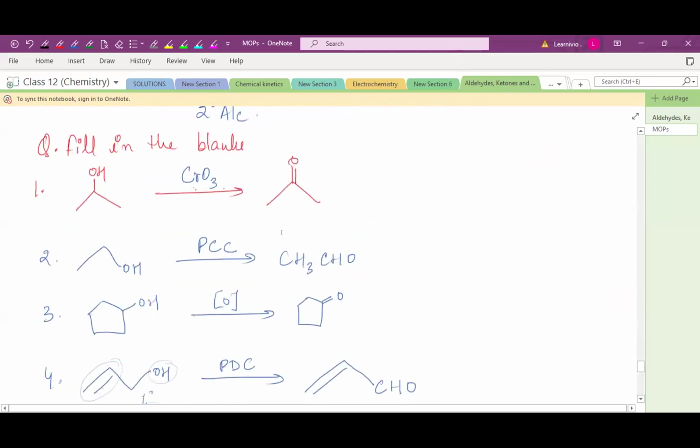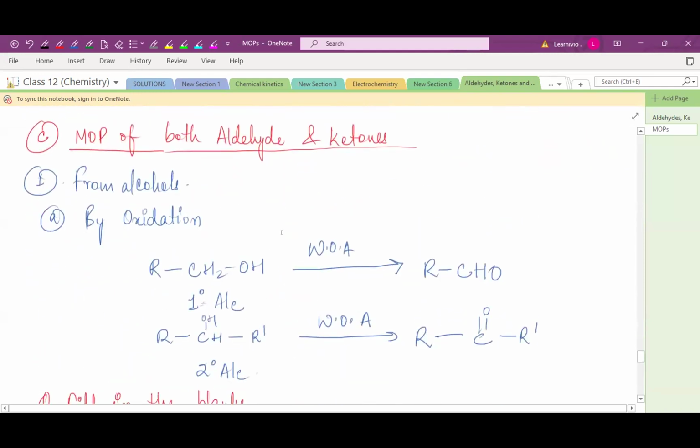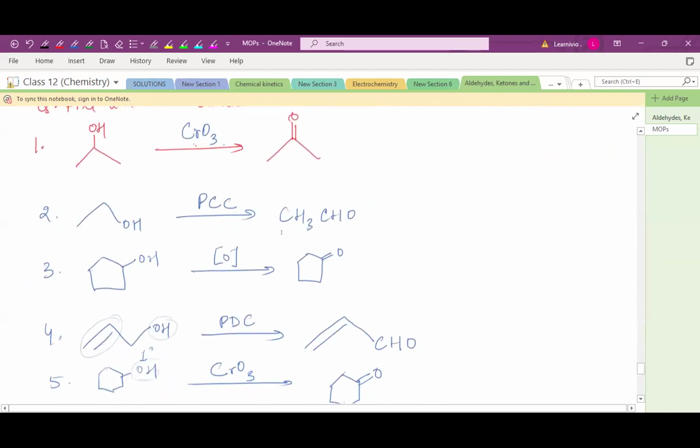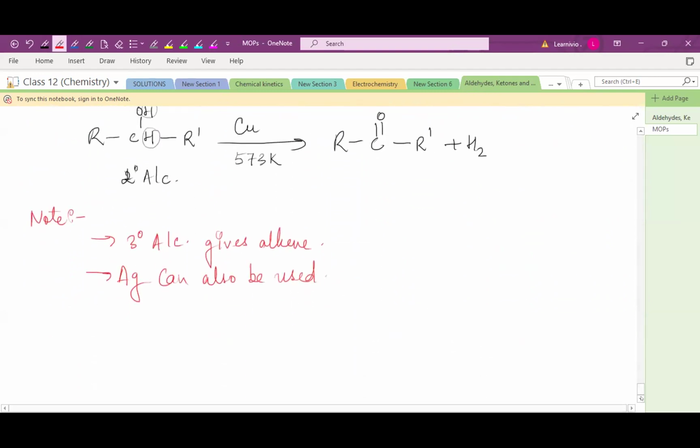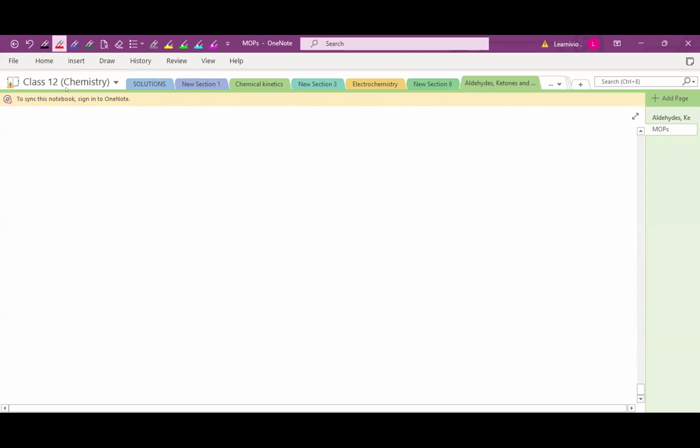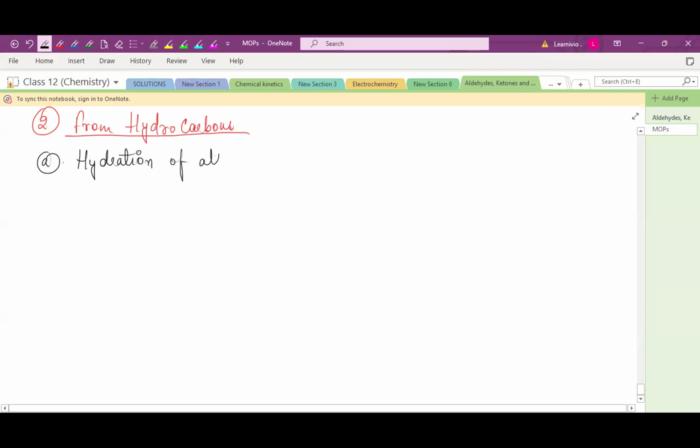Okay, so this was the first method, from the alcohol. From the alcohol, you can prepare either by oxidation of alcohol, or the second method, by catalytic dehydrogenation of alcohol. The second method is from hydrocarbons. In this, write the first one: by hydration of alkynes.